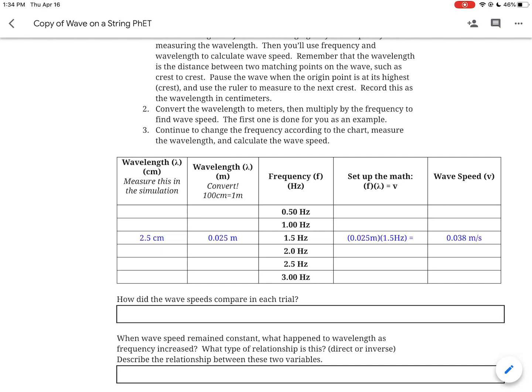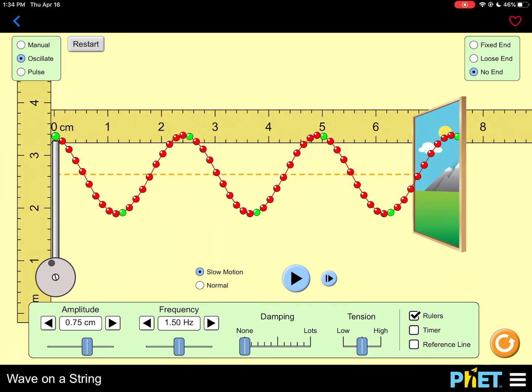Convert that to meters, so that's 0.025 meters. Then if I want to figure out the wave speed, I need to multiply the frequency by the wavelength. So frequency is 1.5 hertz times the wavelength in meters, 0.025 meters. Multiply those, do the math, and my wave speed is 0.038 meters per second. Then you are going to go back and change the frequency to each of these different frequencies. Do the same thing, measure the wavelength. So let's go back and change it to 0.5 hertz.